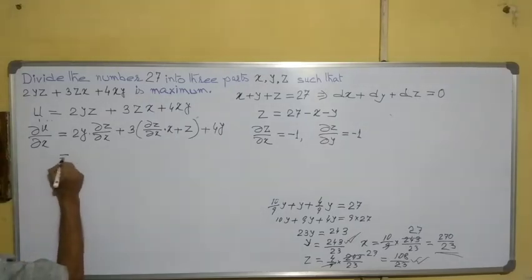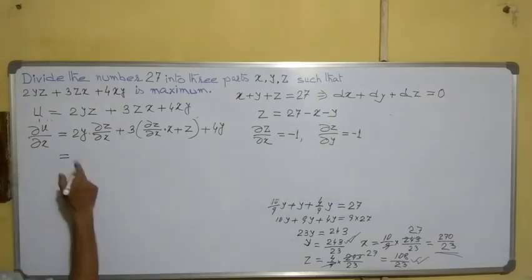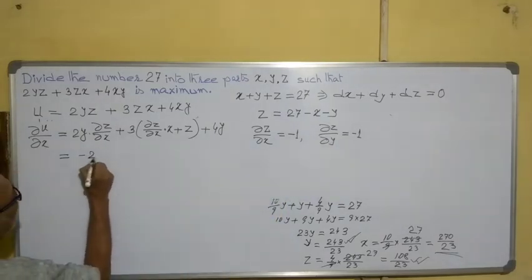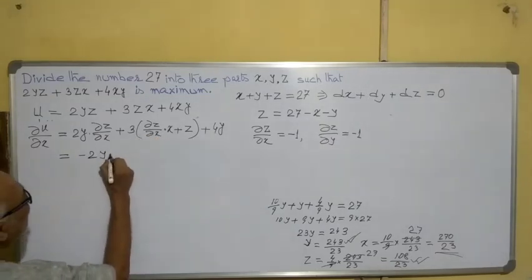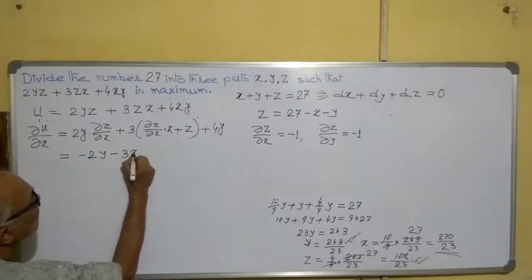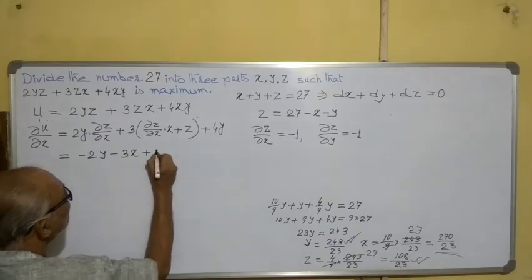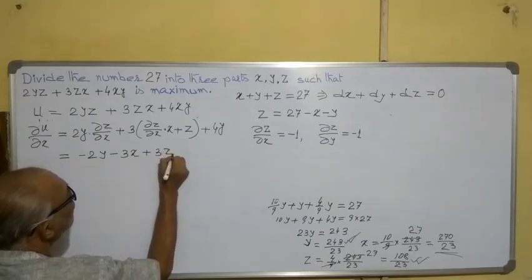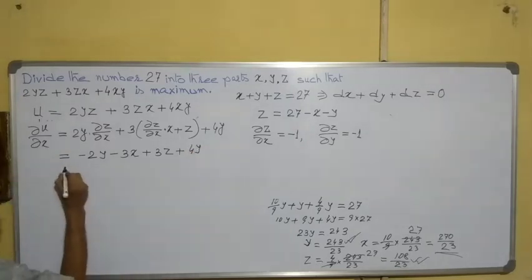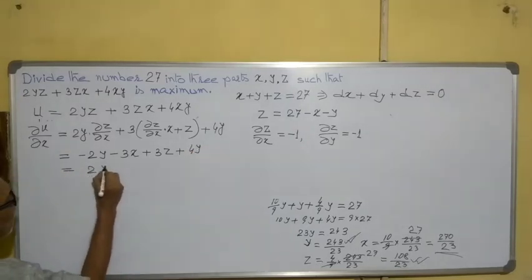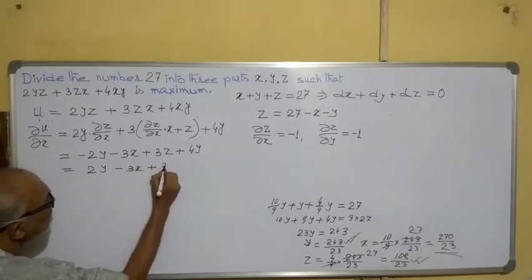By putting the value of del z del x as minus 1 and del z del y as minus 1, it is becoming minus 2y. This is also minus 3x plus 3z plus 4y. That is equals to 2y minus 3x plus 3z.